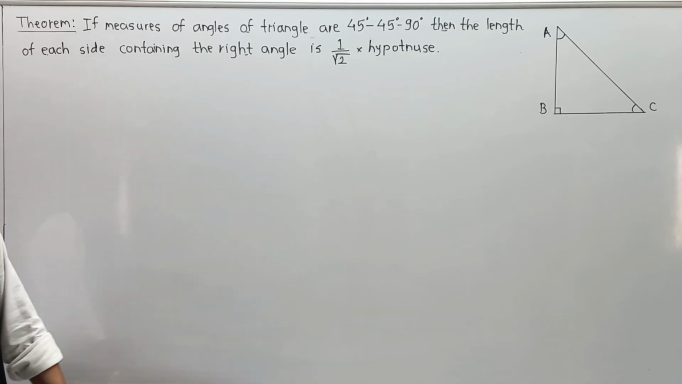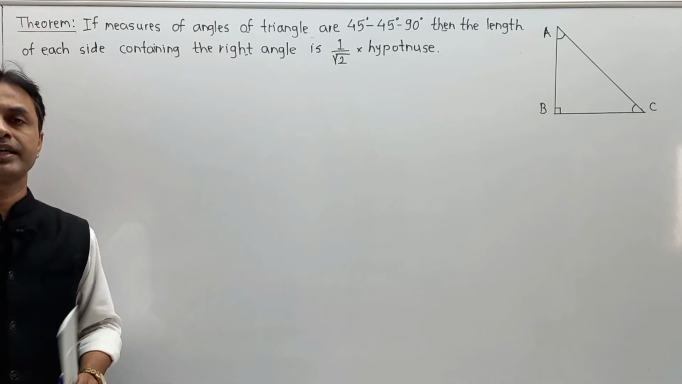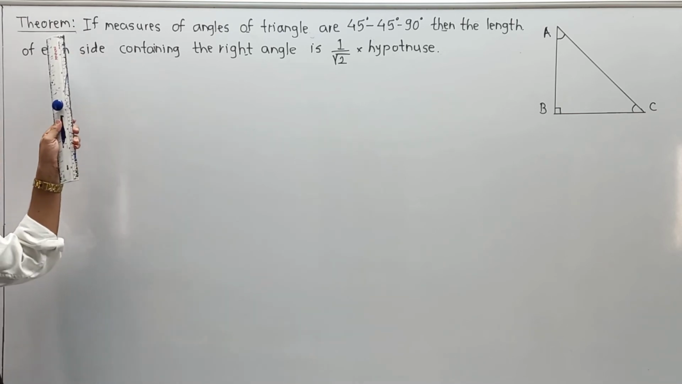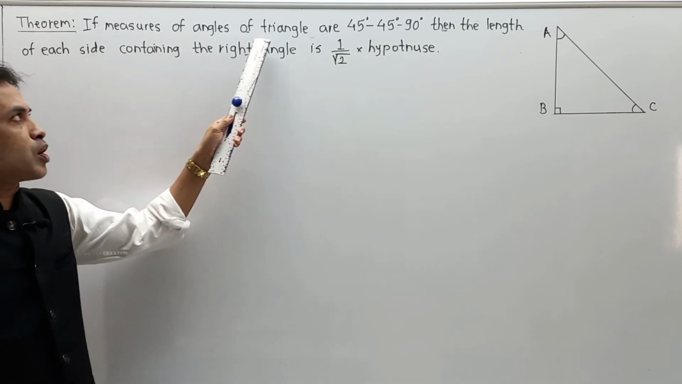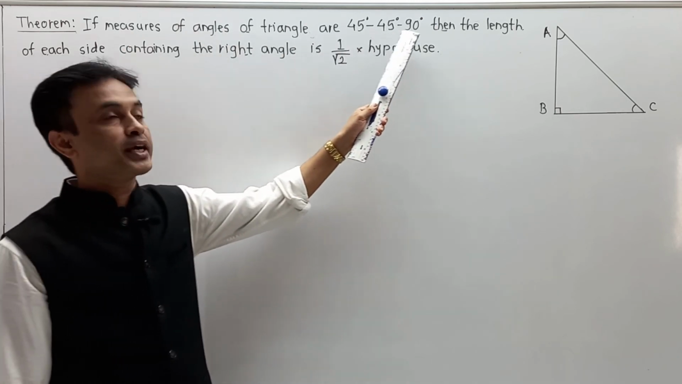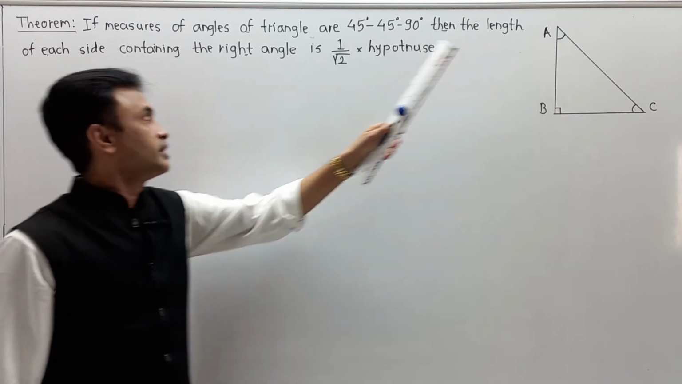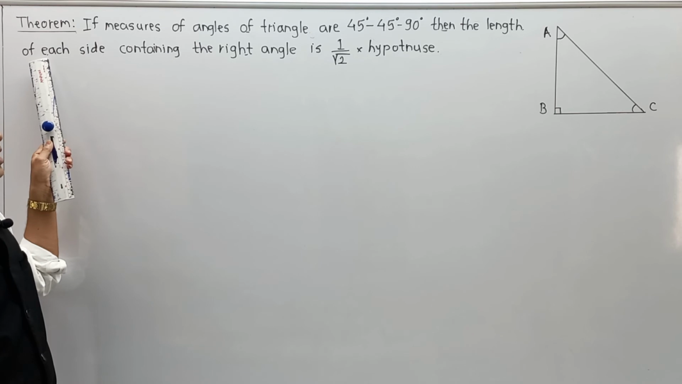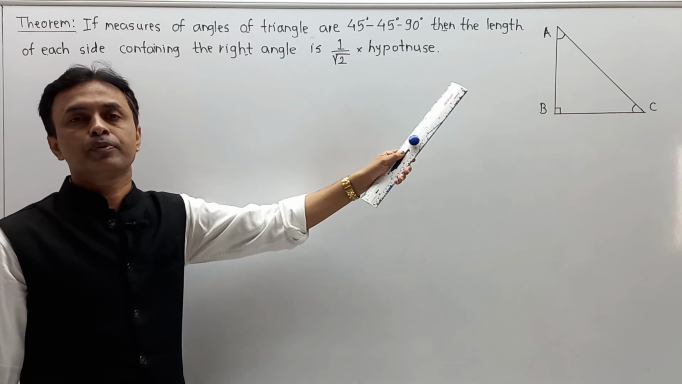Hello friends. Continuing, moving to the next theorem. The next theorem is called the 45 degree, 90 degree theorem. What is exactly that theorem? Try to understand: first the statement, then the diagram and all parts. Theorem: if the measures of angles of a triangle are 45 degree, 90 degree, 45 degree, then the length of each side containing the right angle is 1 upon root 2 times of the hypotenuse.